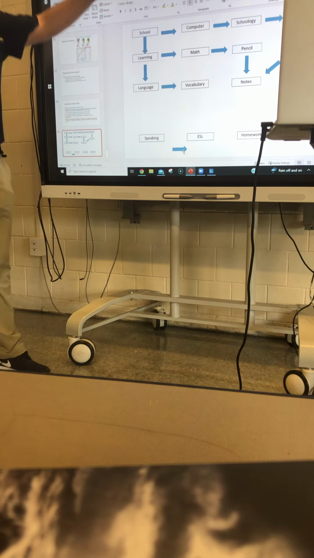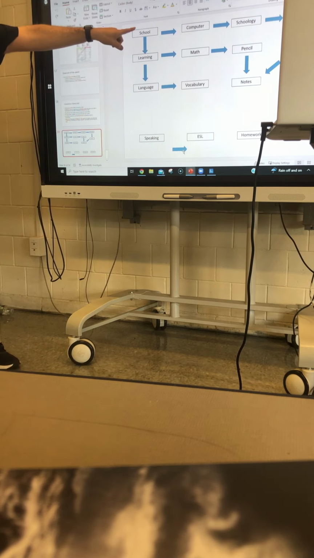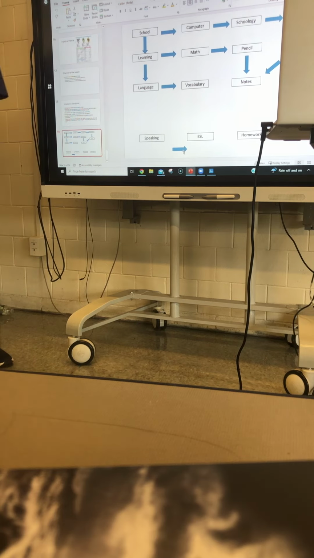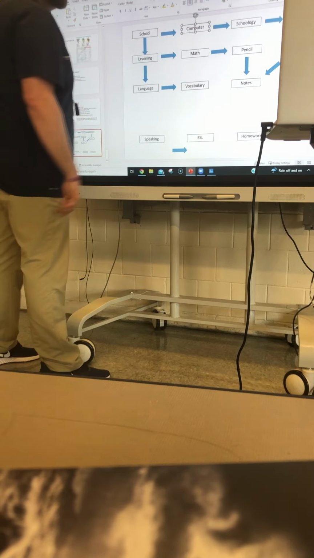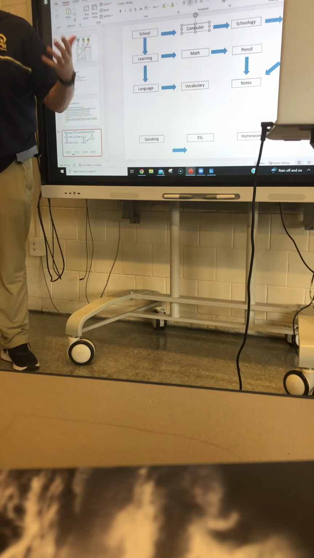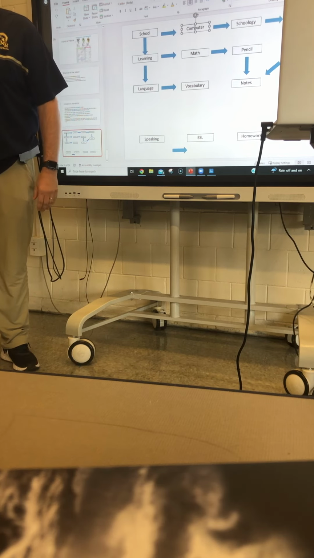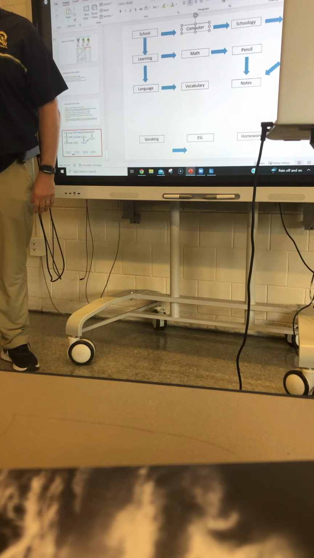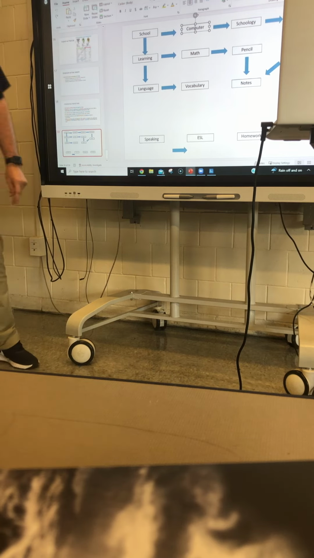Okay, so for example, the first word we started with was school. Let's say Brenda came up and picked computer. She put computer here with an arrow, and then she said how are they connected? How are a computer and school connected? You use your computer at school. Okay? She's done, then Chris would go.